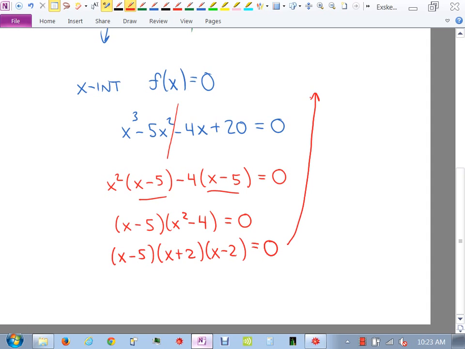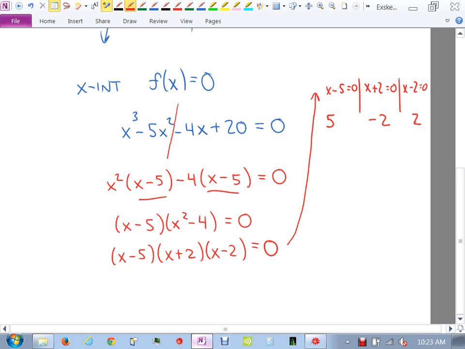And now you set each factor to 0, right? So I set x minus 5 to 0. I set x plus 2 to 0. I set x minus 2 equal to 0. So what are your 3 x-intercepts? 5, negative 2, and 2. No, this is pretty much it.